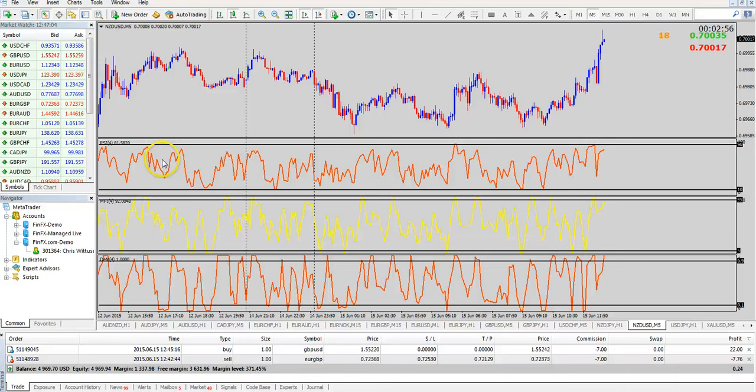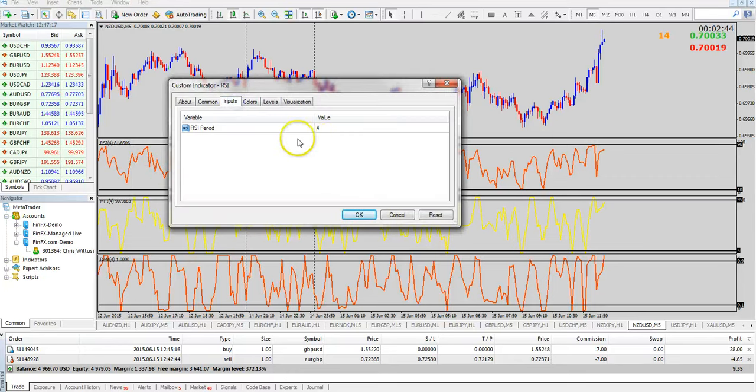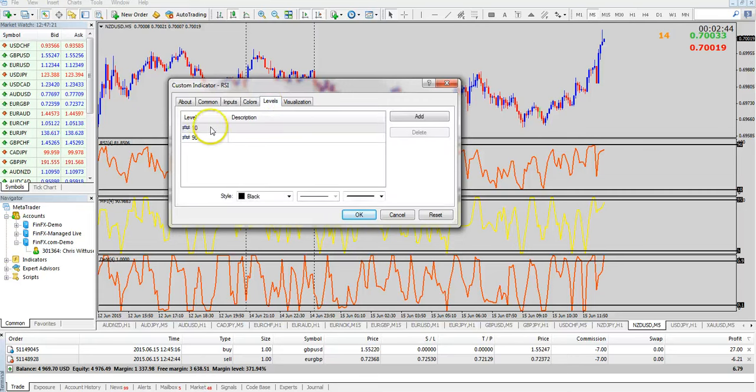So I wanted to give you the indicators. We have the RSI period set at 4. The levels are 10 and 90. You want them to break through. That's the first.